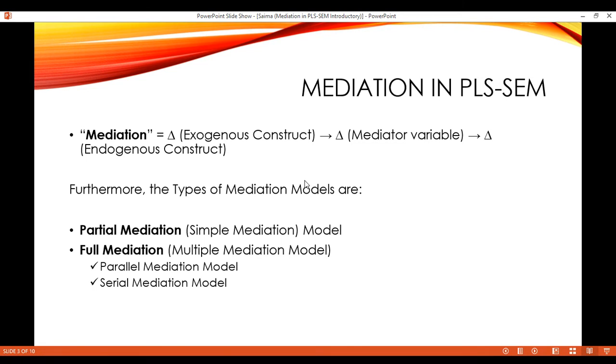When we say mediation models in PLS-SEM, what does it mean? The answer is that a mediator variable is a mechanism that underlies the relationship between two constructs, the endogenous construct and the exogenous construct. Furthermore, the types of mediation models are the partial mediation model, which is also called the simple mediation model. The second category is the full mediation model, which is also called the multiple mediation model. Here there are two varieties of multiple mediation model. The first is the parallel mediation model, the second is the serial mediation model.